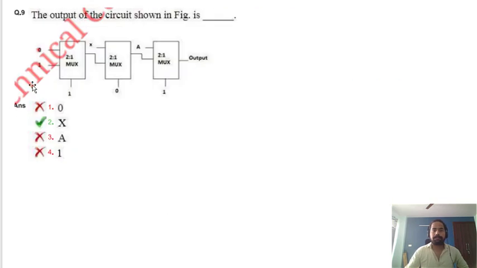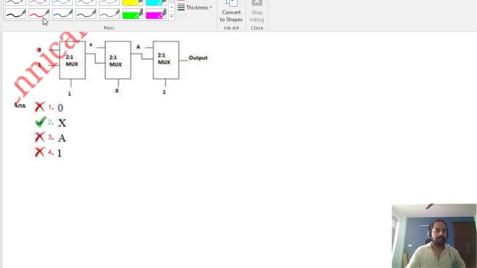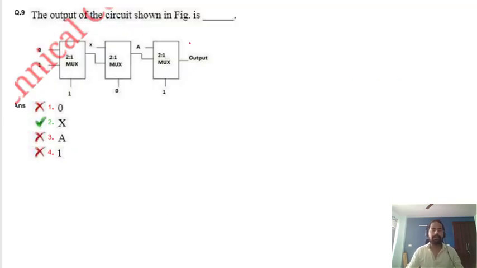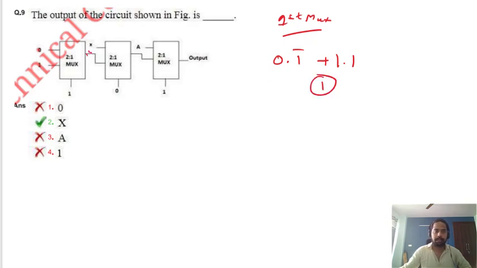Next question. The output of the circuit shown in the figure. So these are three 2x1 muxes here. So how to do this type of question. I am seeing the output of the first mux. Output for the first mux will be 0 into 1 bar plus 1 into 1. So 0 into 1 bar is 0, 0 plus 1, that is 1 only. From here you are getting 1 as the output.